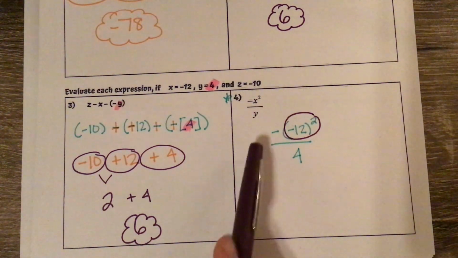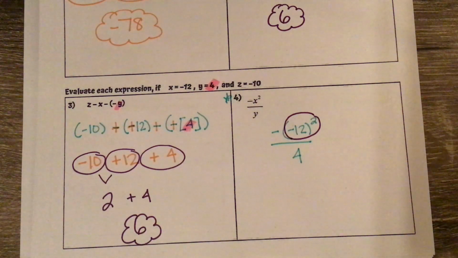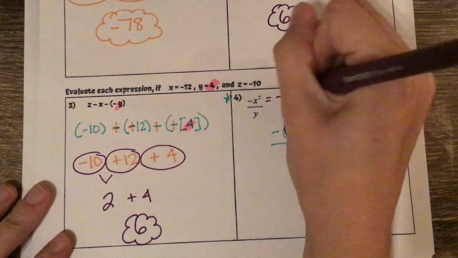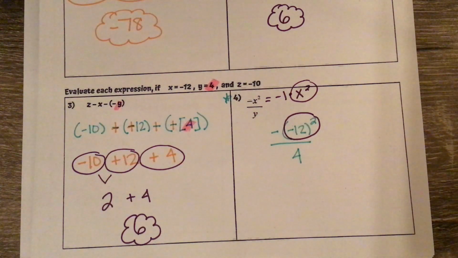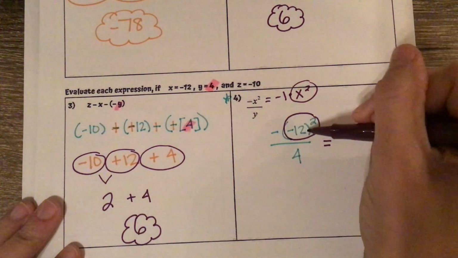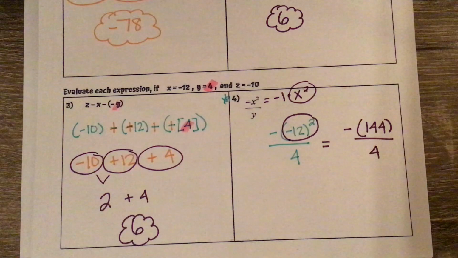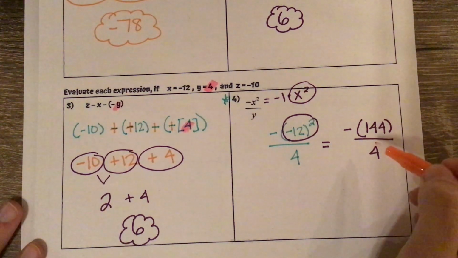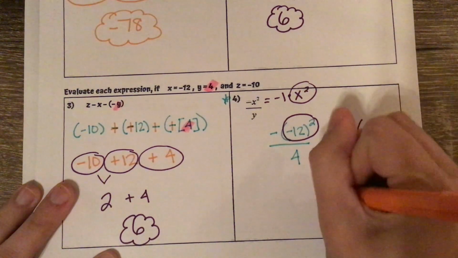The most common mistake people make is they'll say, well, x is negative 12, it's negative x, so the negative of negative 12, or the opposite of negative 12, is positive 12, and then square that. No, because that negative sign really means negative 1 times x squared, and we have to do exponents before we multiply by negative 1. So I'm keeping my negative sign, and then my simplified x value, negative 12 squared, is positive 144 over the denominator of 4. So now we have negative 144 divided by 4, which goes in 36 times, and a negative divided by a positive is a negative result.